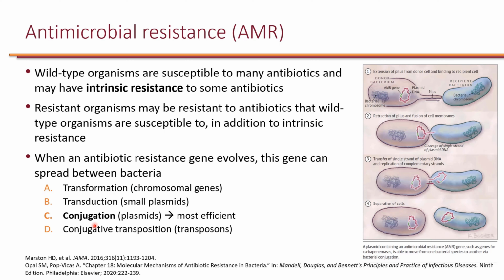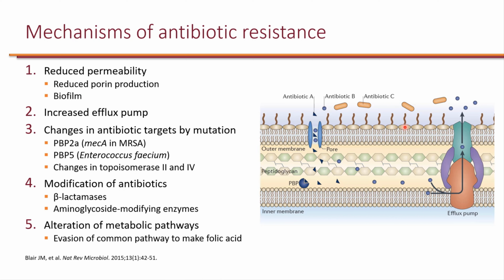In conjugation, which is the most efficient way of transferring resistance genes to other species, self-transferable plasmids mediate direct contact by forming a mating bridge between cells. You can see in the picture on the right-hand side the different steps of conjugation. Lastly, there can be conjugative transposition. You see, as opposed to chromosomes and plasmids, transposons are specialized sequences of DNA that possess their own recombination enzymes, allowing transposition or hopping from one location to another, independent of the recombinant enzymes of the host.